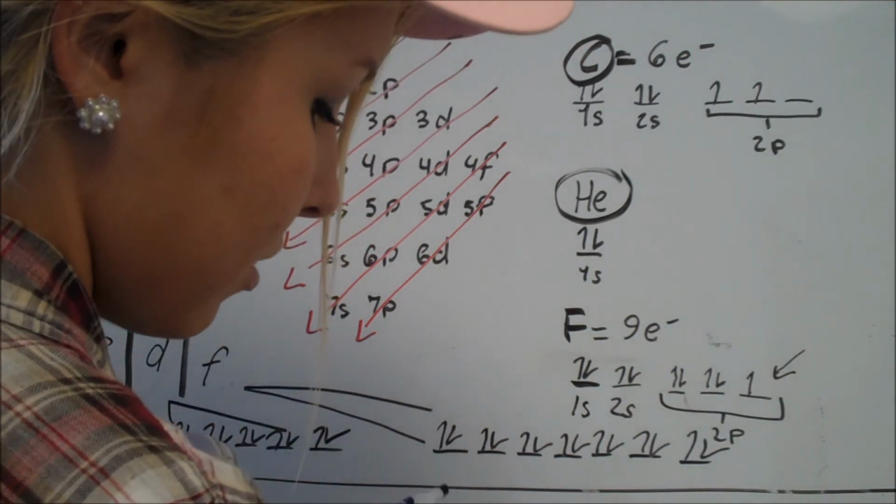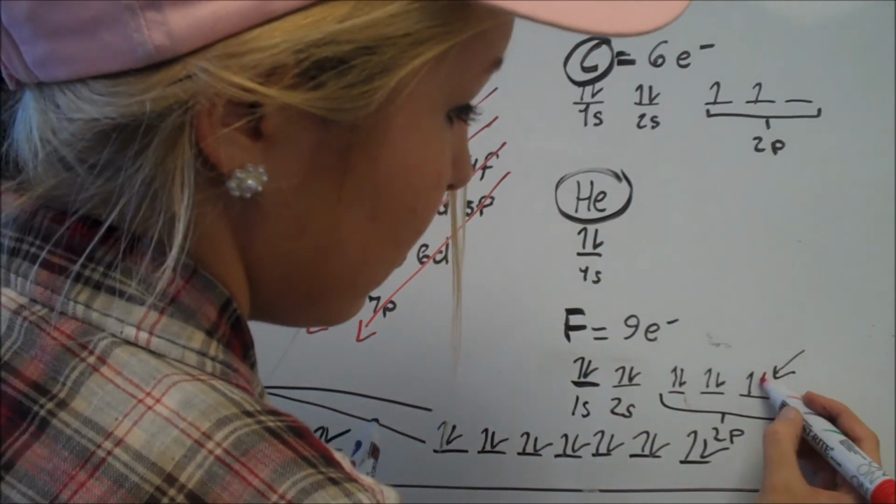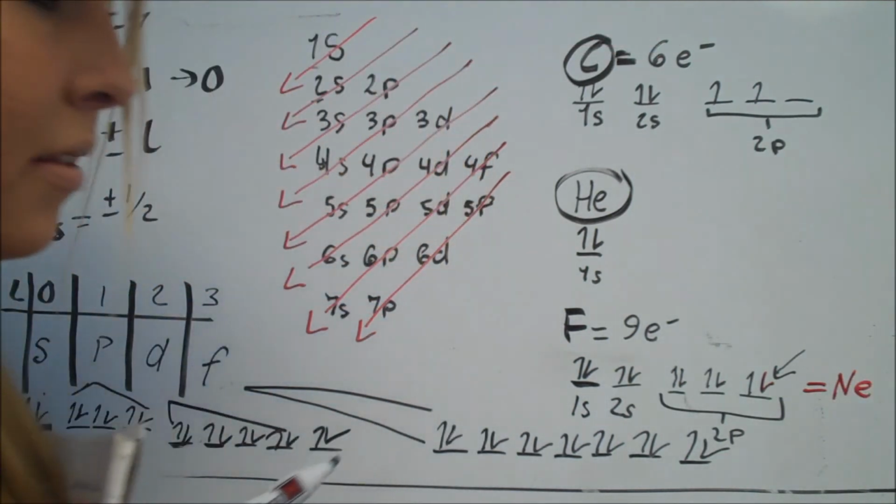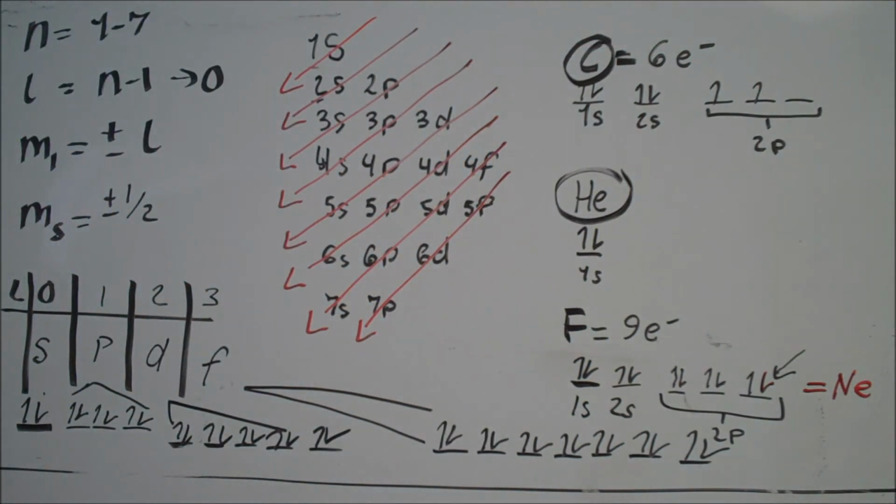Let's put this in red. And that's why fluorine always wants to gain an electron, because it will have a perfect little full orbital. Okay, and this was Maria with orbitals.